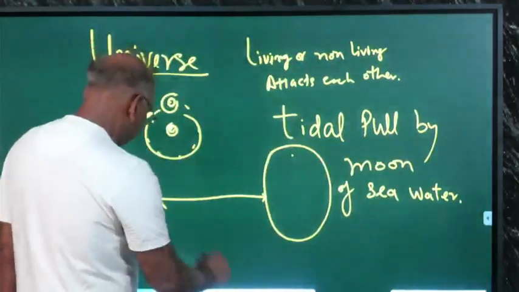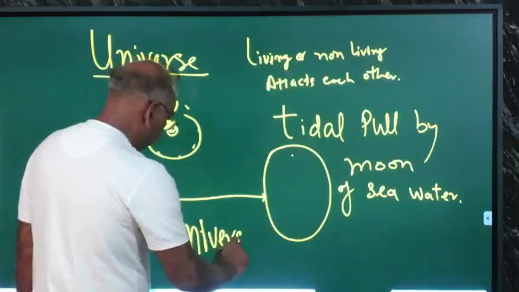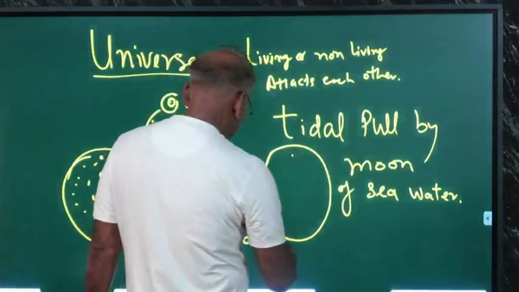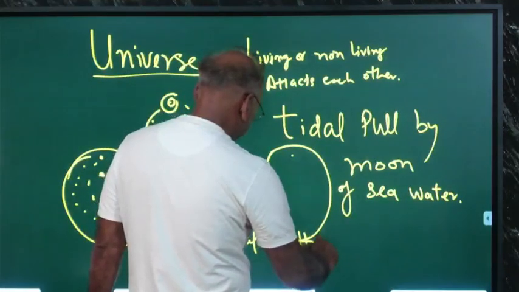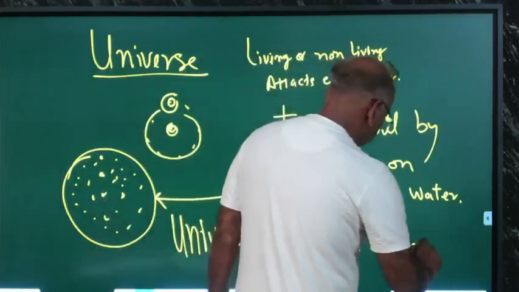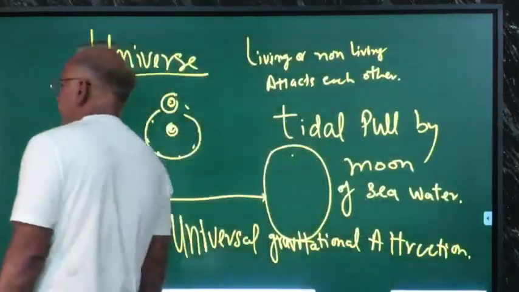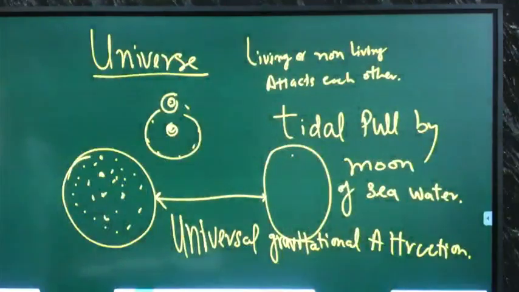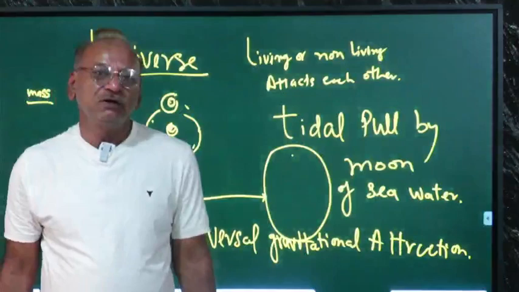This is called universal gravitational attraction. The only condition is any particle should have a mass, and mass varies from where to where?